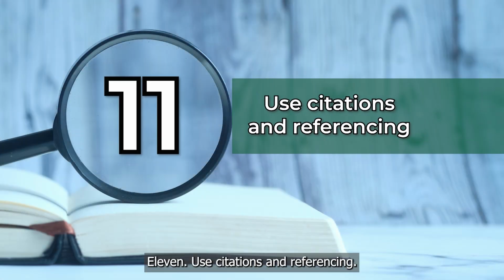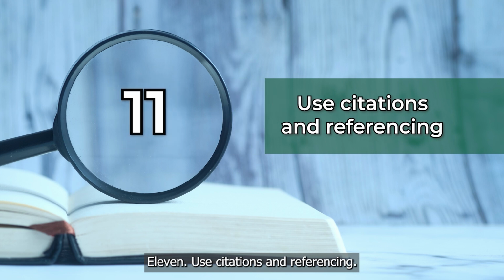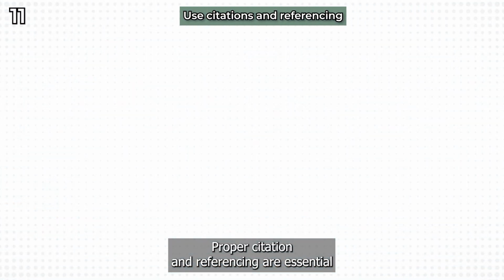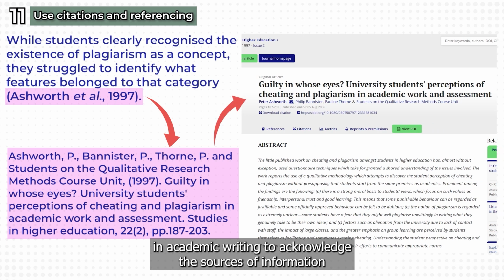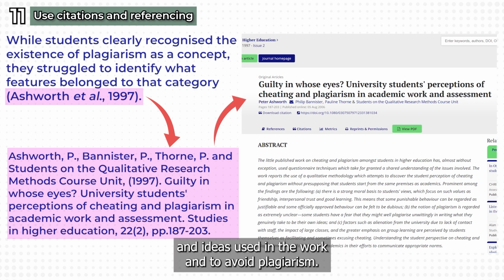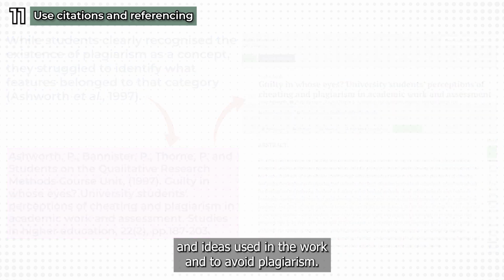11. Use citations and referencing. Proper citation and referencing are essential in academic writing to acknowledge the sources of information and ideas used in the work and to avoid plagiarism.